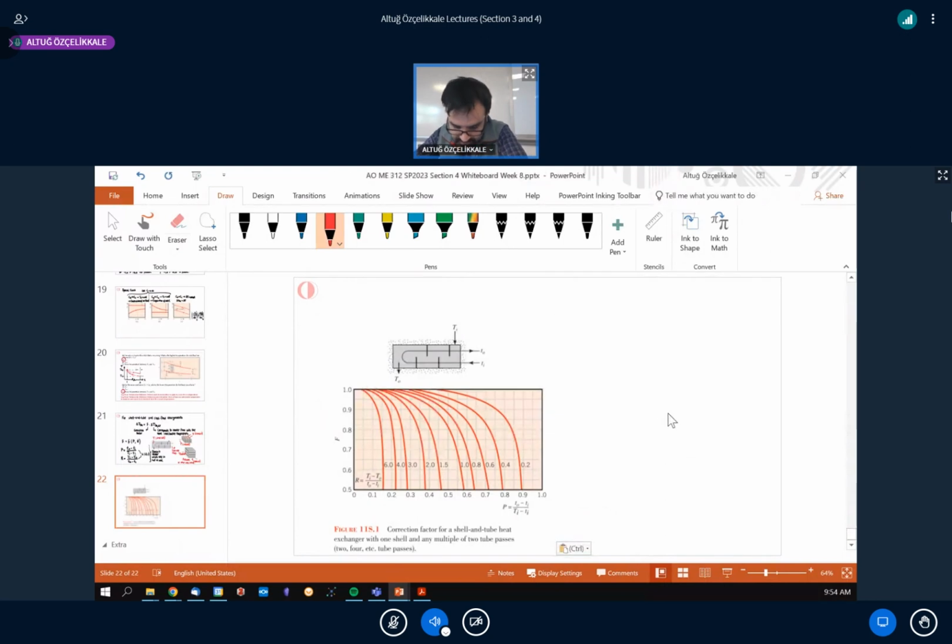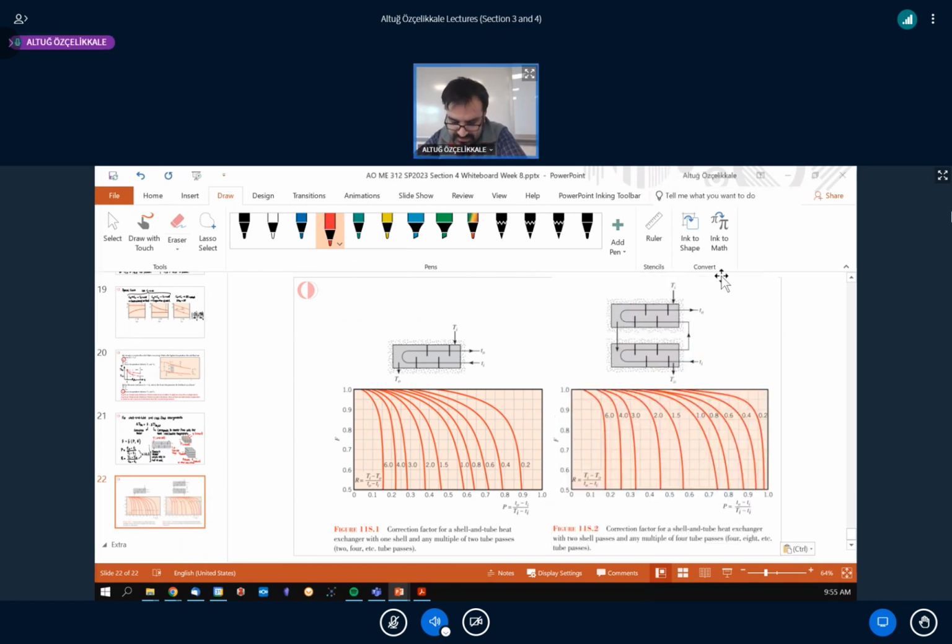So here is one for a one shell, two tube pass heat exchanger, and you can see the designation here. Based on this knowledge, based on inlet and outlet temperatures, you can calculate both P and R. And as we noticed, this correction factor F is a function of both, and you can decide on that. Let me show you another one. This is for a multi-pass heat exchanger, and again, you can calculate R and P and use these.